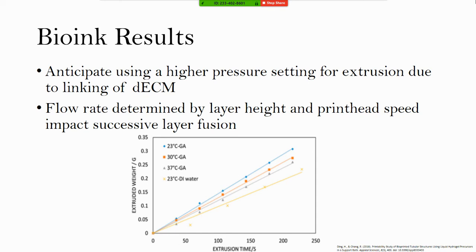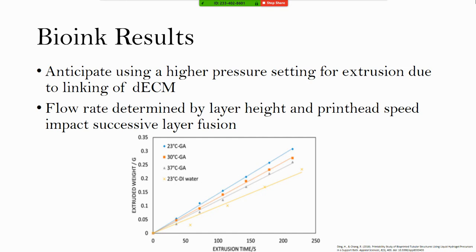research. One text that was particularly helpful was titled "Printability Study of Bioprinted Tubular Structures Using Liquid Hydrogel Precursors in a Support Bath." They found that the ideal temperature when printing gelatin alginate hydrogel is 37 degrees Celsius, and this was because there was no clogging in the extrusion needle, there was steady and constant flow rate, and the temperature was compatible for cell viability. We used a lot of their research to help guide us to predict our expectations.